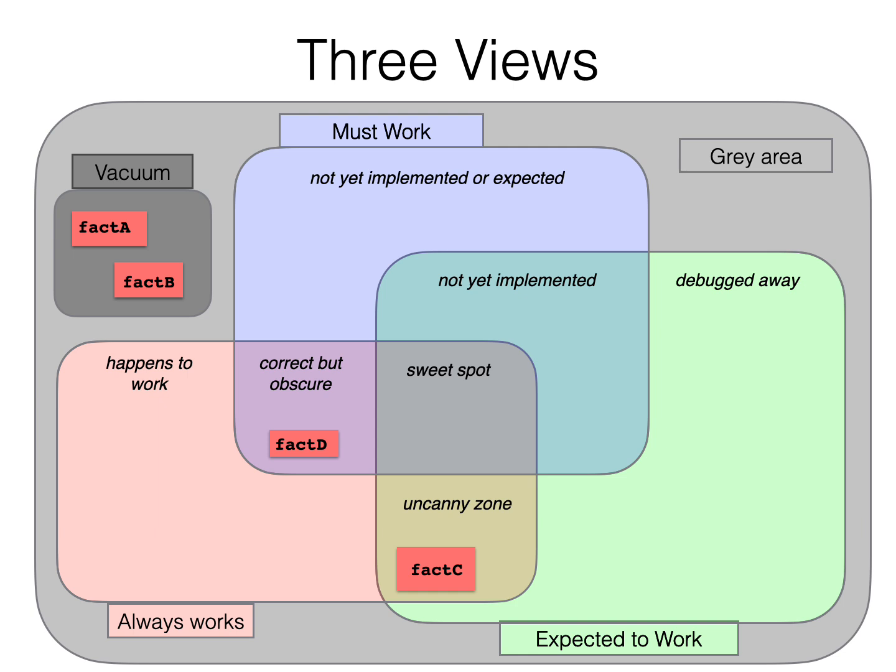Fact C is the uncanny zone, which is, the language was good enough in terms of what it was providing that people formed an expectation that was ahead of the language as we designed it. And that discrepancy, that they wrote programs that were actually incorrect but happened to work, is the uncanny zone.